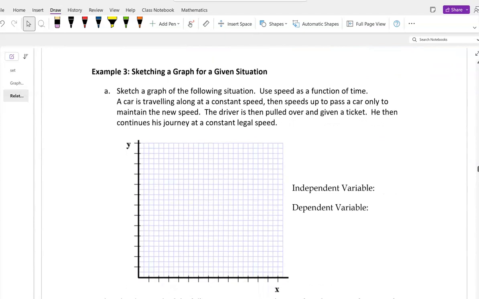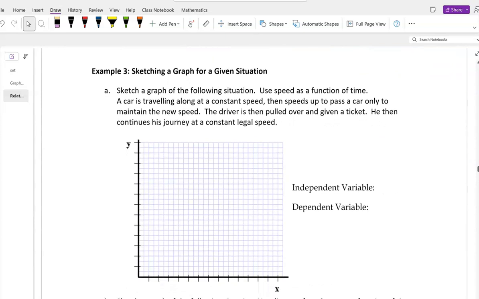Okay, on the other hand, here you're given the scenario and you have to graph it. So it's exactly the opposite of the previous question. Okay, lots of clues in the question. Let's read it. So sketch a graph. So it doesn't have to be super accurate. Do the best you can. Use speed as a function of time.